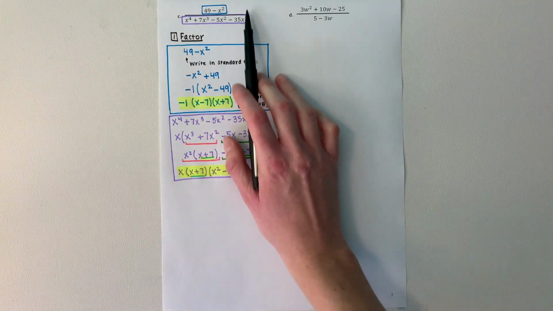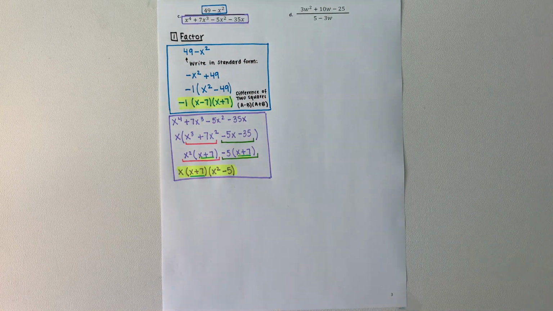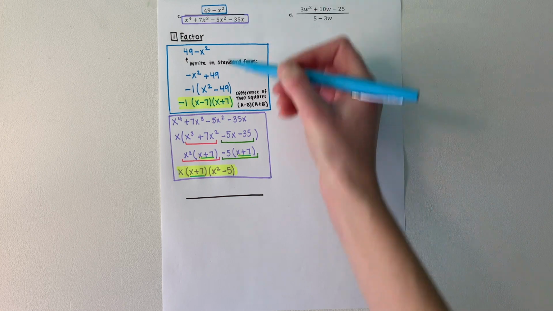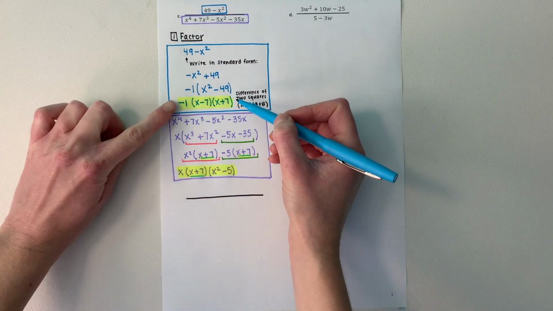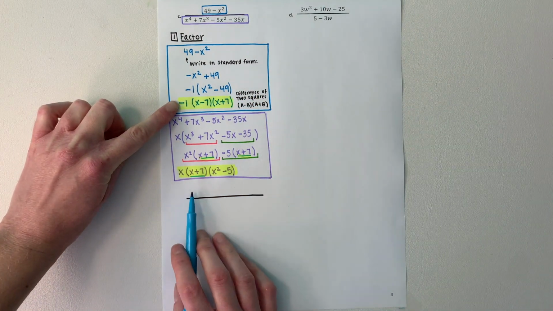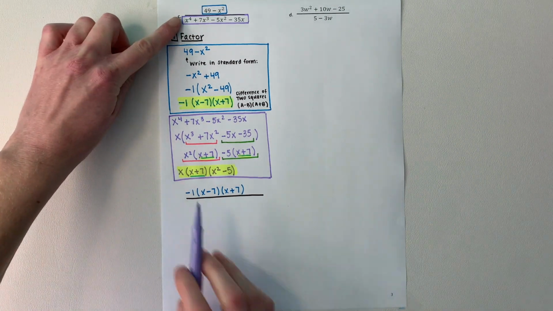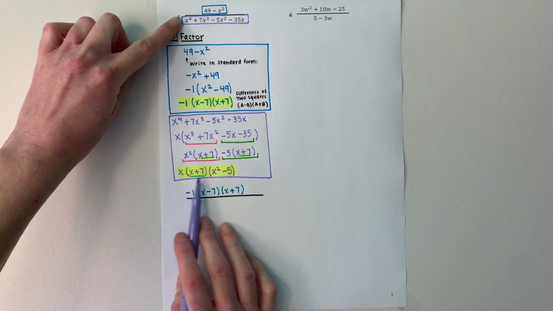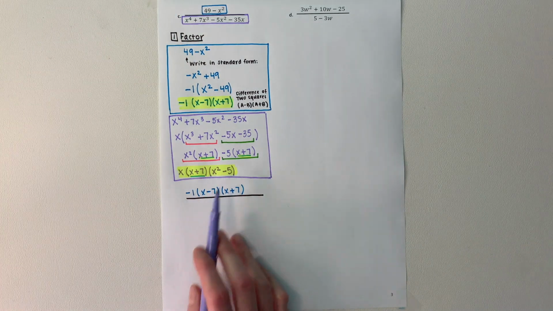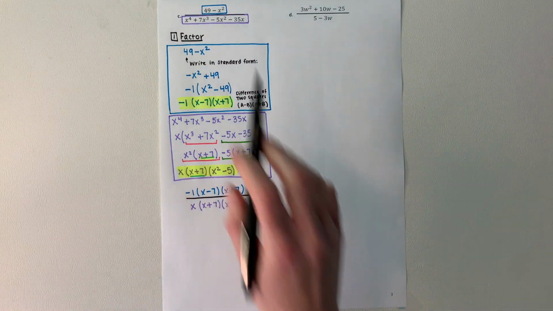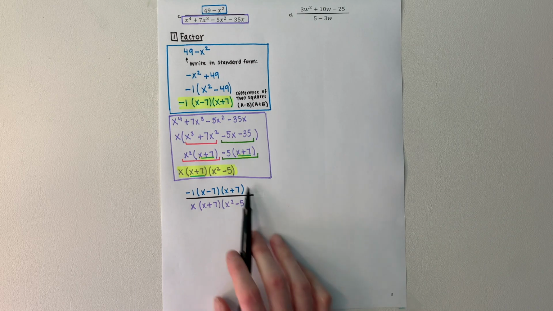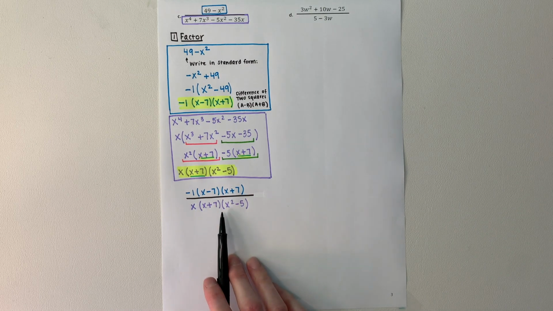Let's rewrite this original expression in factored form. So we factored the numerator right here. So I'm going to copy this factored form down in the numerator right here. Then we factored the denominator right here. So I'm going to copy the factored form of the denominator down here. Now we've written our original problem in factored form. So we've completed step 1.